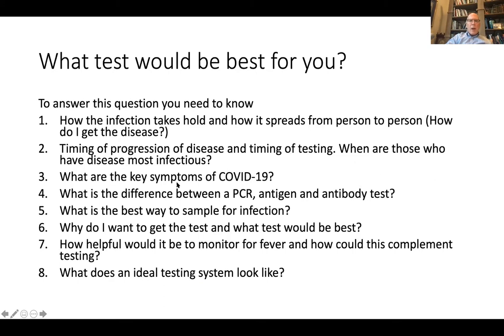Just to refresh your memory on the symptoms of COVID-19, because when you're around people, if they have certain symptoms, you should probably avoid them. And if you get certain symptoms, there are certain ones that you would worry about and would encourage you to get tested. And then the difference, as I already alluded to, is difference between PCR, antigen, and antibody testing. And then how should you sample for infection? If you do want to get a test, what test is best under what circumstance?